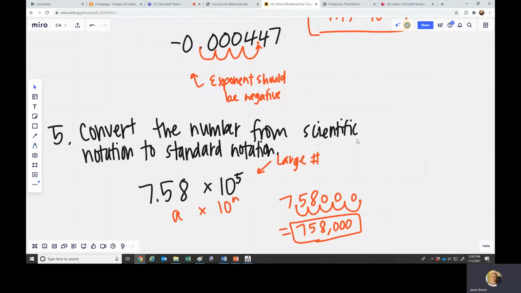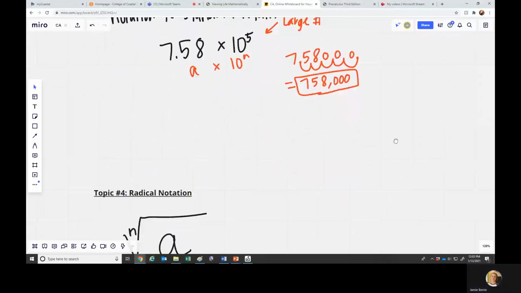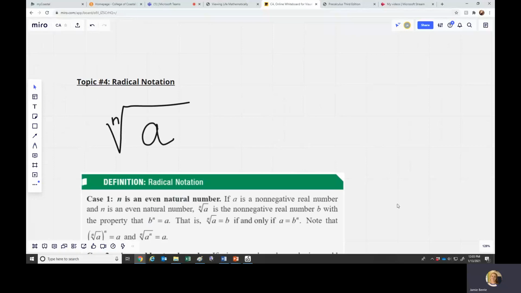Okay, so that's scientific notation, just a couple of examples. There's only a couple of problems on the homework about this. Right now, we're going to move on to our last topic, which is about radical notation. This is an example of radical notation. Here we would read this out loud as the nth root of a. This little symbol here that looks kind of like a check mark, that's the actual radical.